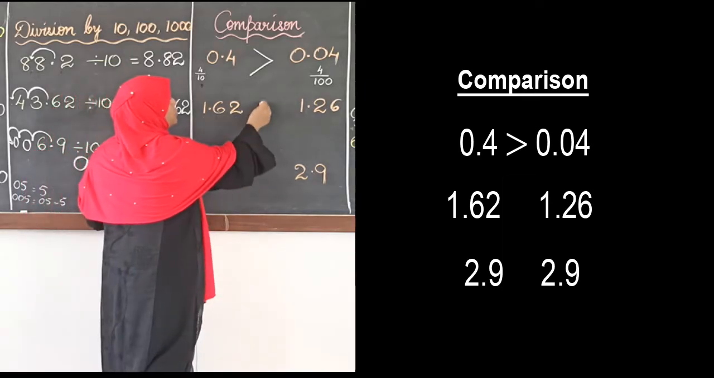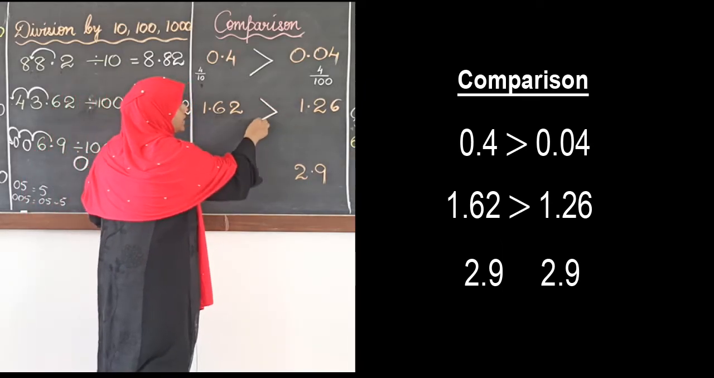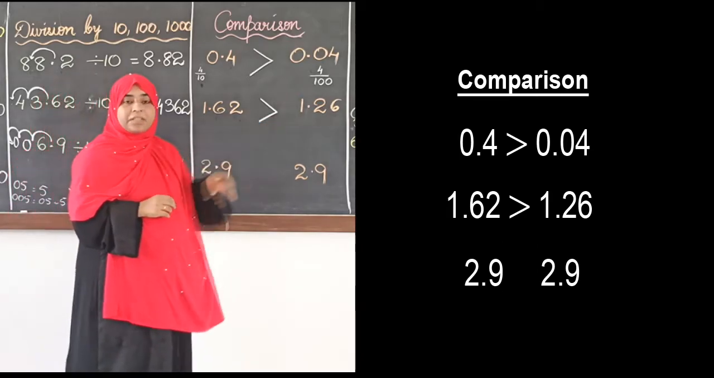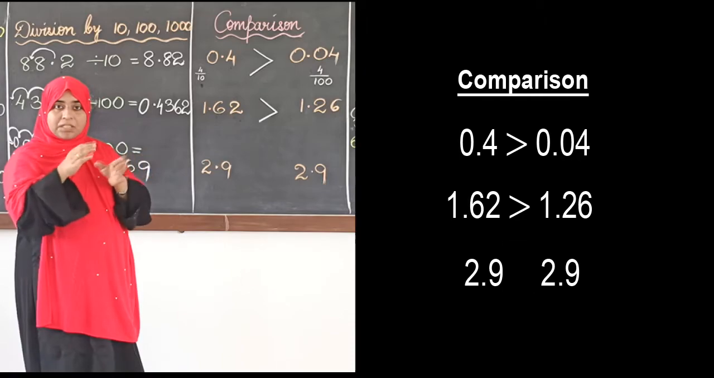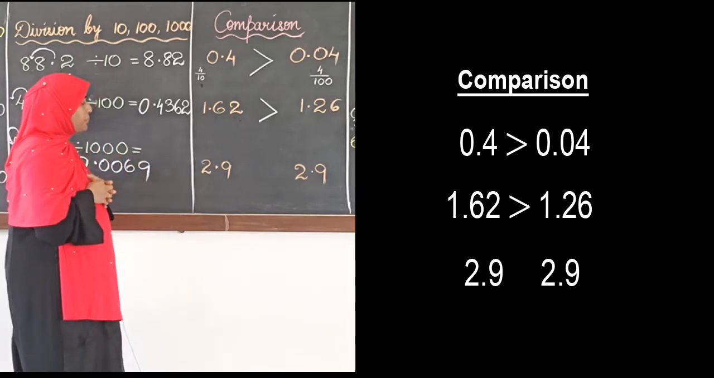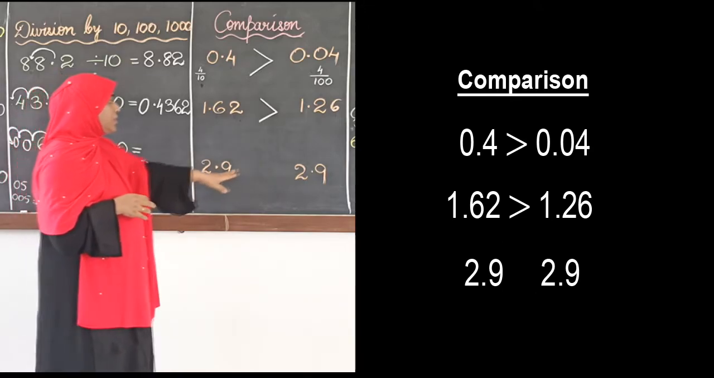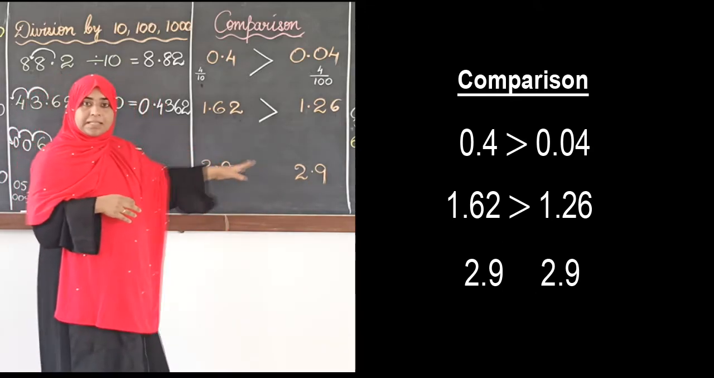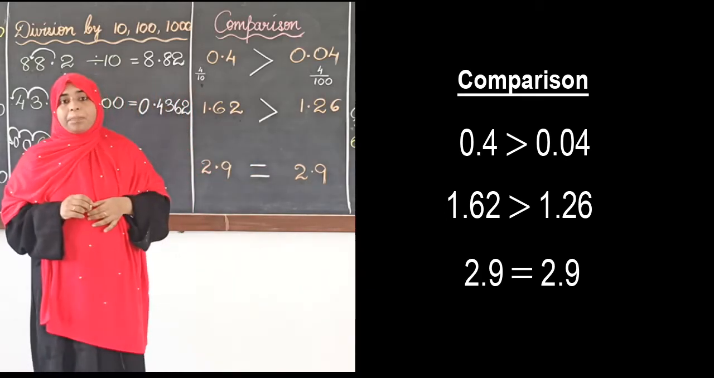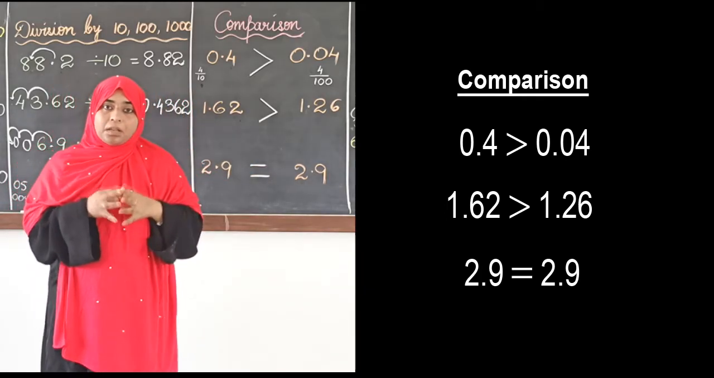So 1.62 is greater than 1.26. So these types of numbers are very easy to compare. We just have to see which digit is greater and we put the greater sign accordingly. Next, 2.9 and 2.9 both are the same. So we use the equal sign. This is how we do comparison of decimal numbers.